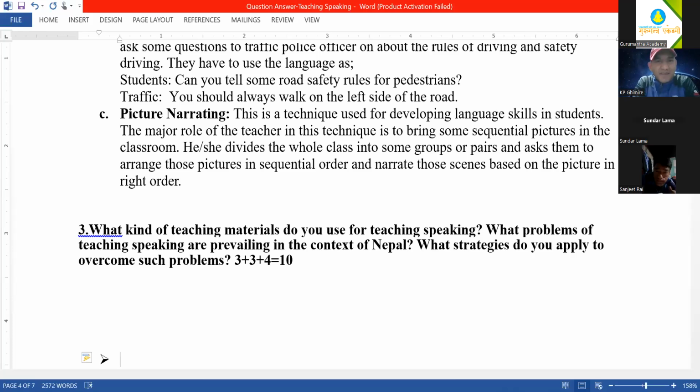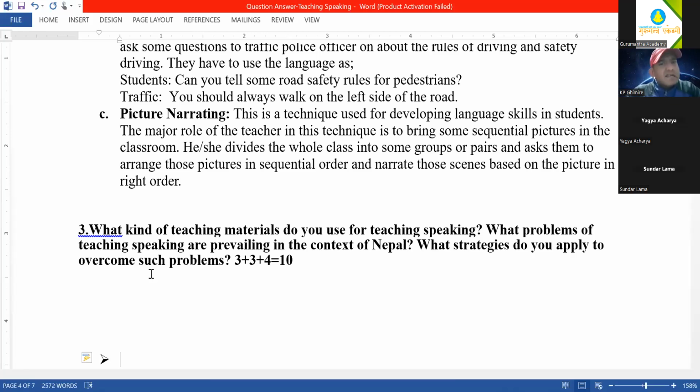So if this question is asked, don't start with what is teaching speaking. If you write two paragraphs about teaching speaking, you will not get any marks. What I mean to say is, the question is asking what kind of teaching materials you apply or use for teaching speaking. So you can directly start your answer in this way: there are different materials. Or you can begin: teaching speaking cannot be meaningful or fruitful without using materials. Teaching can be more fruitful when the teacher applies materials. Without using materials, the vague concept of language cannot be developed in students, and they cannot express their linguistic ability. Rather, they become puzzled or perplexed, so they never show confidence in speaking.